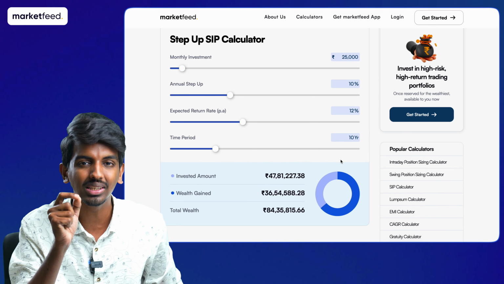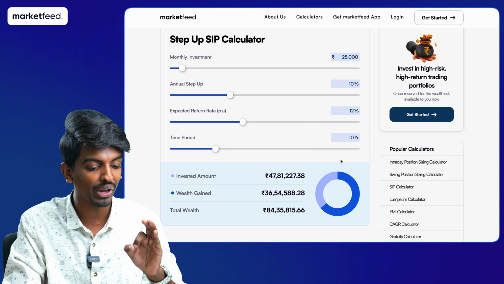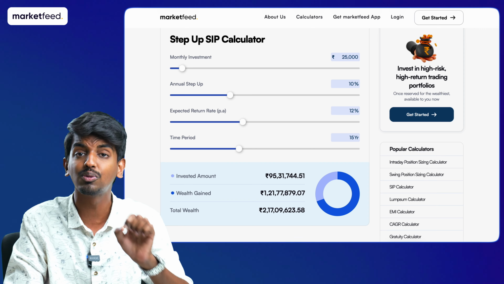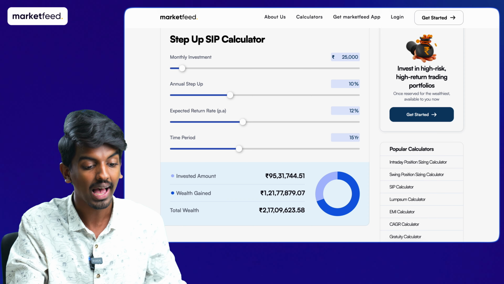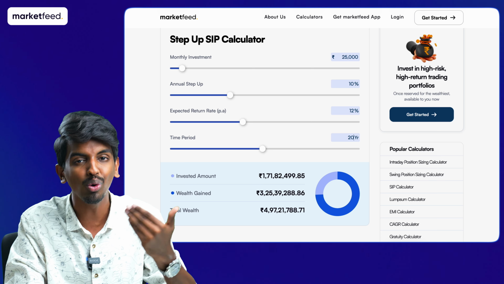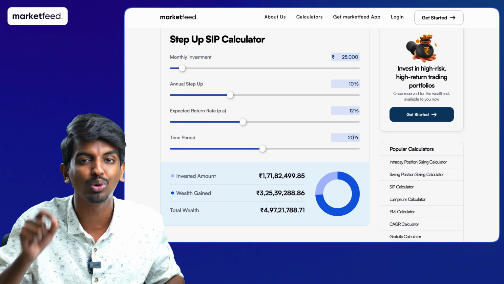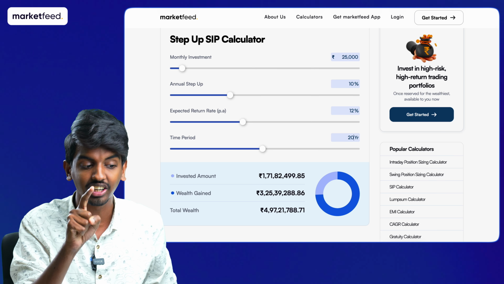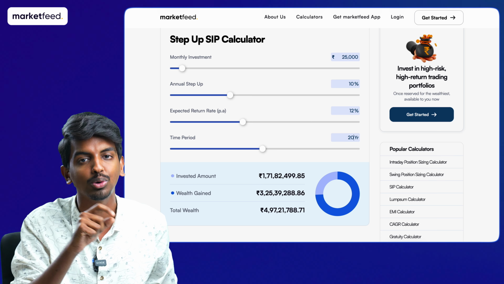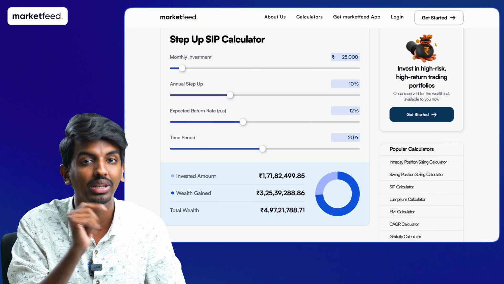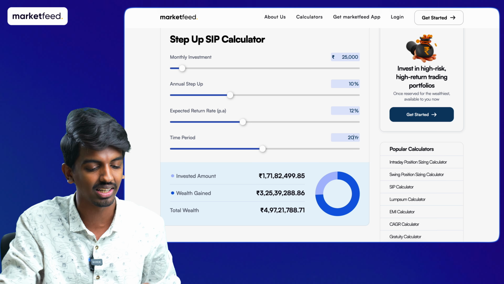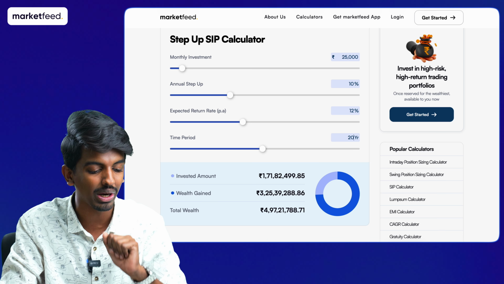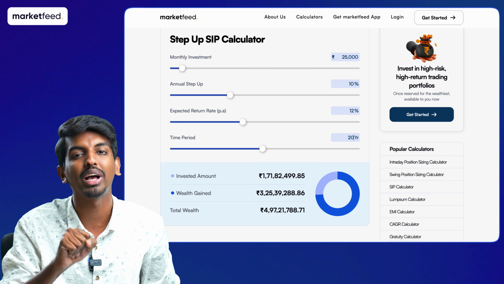If you keep doing this for 10 years, you'll get to a corpus of 84 lakh rupees. If you do this for 15 years, you'll get to a corpus of 2.17 crores. And if you keep on going at the same pace for 20 years, remember, starting with an SIP amount of 25,000 but increasing that amount 10% every single year, and expecting a 12% return as well, you'll reach a corpus of 5 crore rupees.